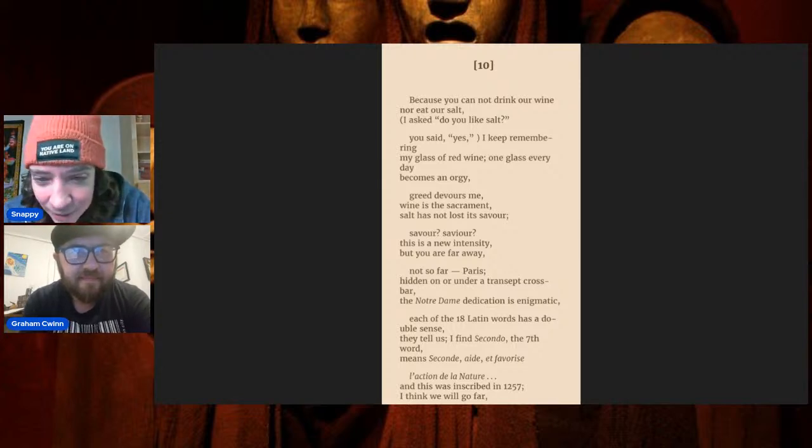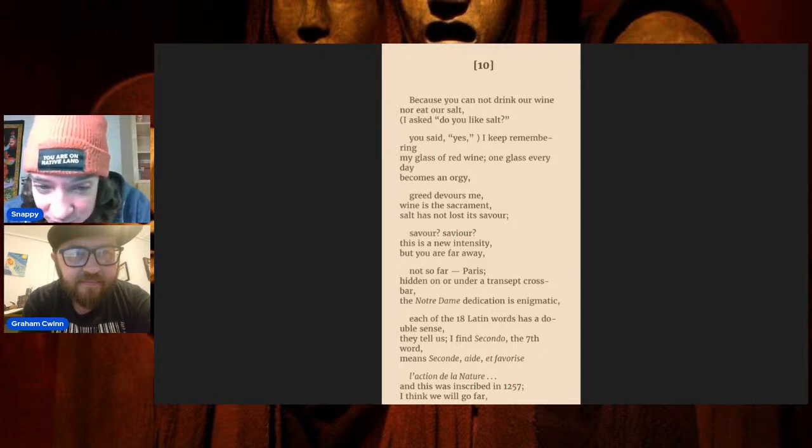The Notre Dame dedication is an enigma. Each of the 18 Latin words has a double sense. They tell us I find secundo. The seventh word means second, aid et favori. L'action de la nature. And this was inscribed in 1257.